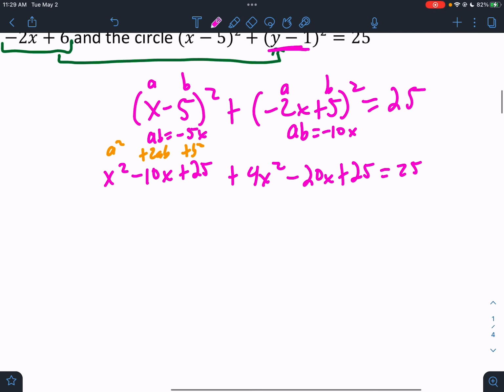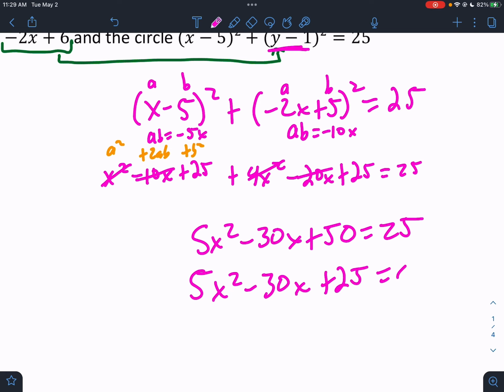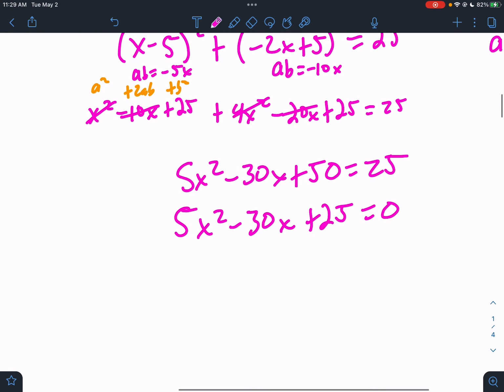Now we combine like terms. So we square both things. We combine like terms. We're going to have 5x squared minus 30x. And then we have plus 25 plus 25. That's going to be plus 50 equals 25. We want to make one side 0. So subtract 25 from both sides, and this is where we are.